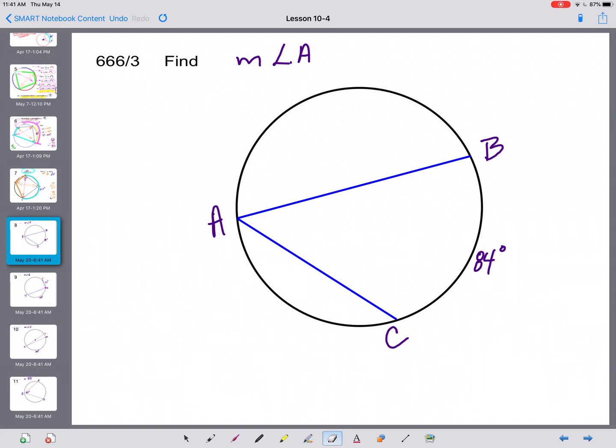This is going over homework page 666. It's from lesson 10-4. Page 666. We're on number 3. Let's see what we got here.